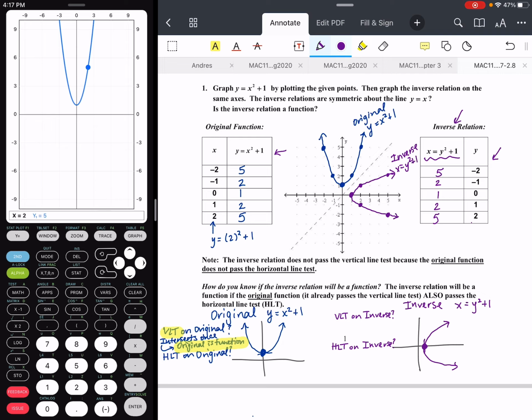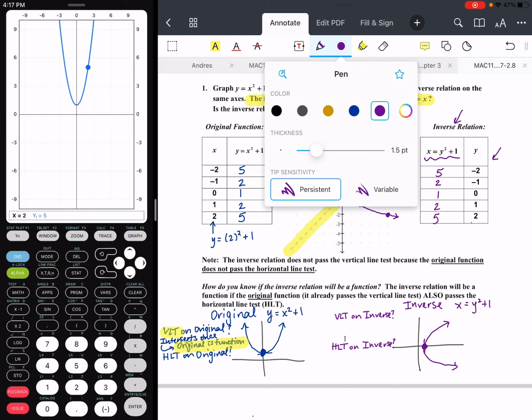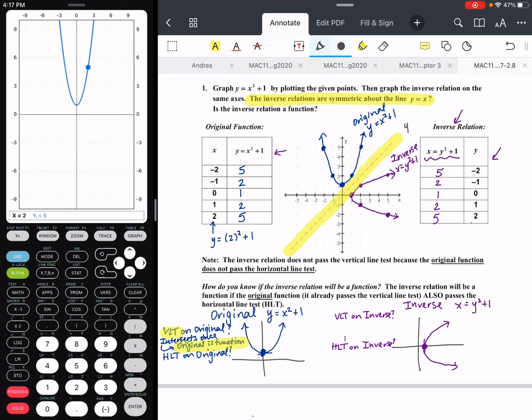All right, so a couple of things I want you guys to note. Any inverse relation will be symmetric about the line y equals x. And that's this dashed line here. So any relation and its corresponding inverse will be symmetric about the line y equals x. So that's a really important fact that I want you guys to remember.